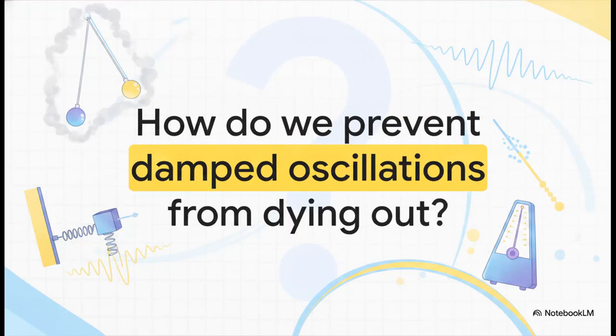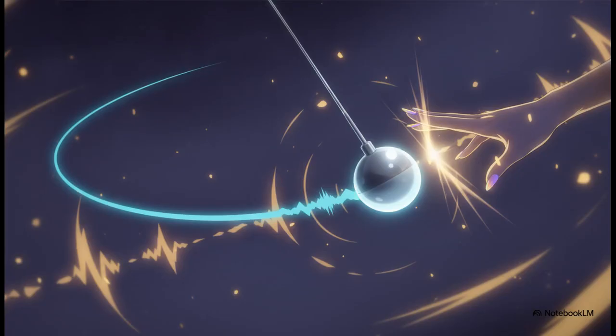So here's a totally practical problem for us. If friction is literally everywhere in the real world, how do we keep an oscillation going? How do we stop a damped oscillation from just dying out and coming to rest? The answer? A forced oscillation. This is where an external force steps in to save the day.